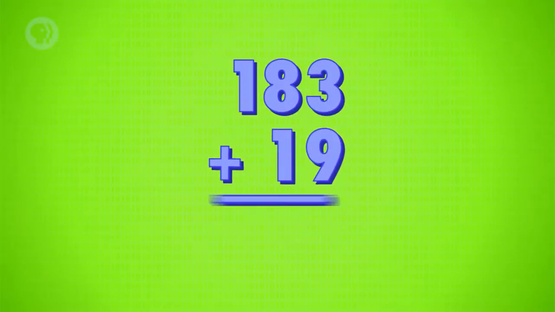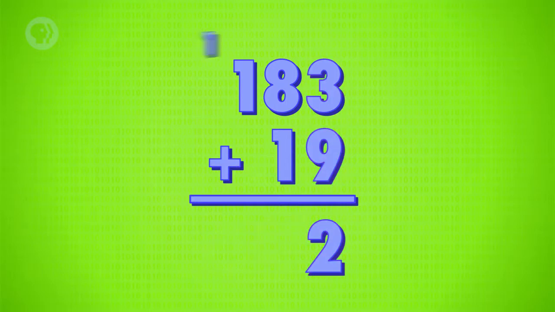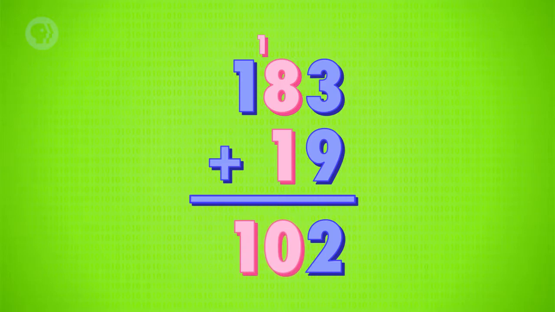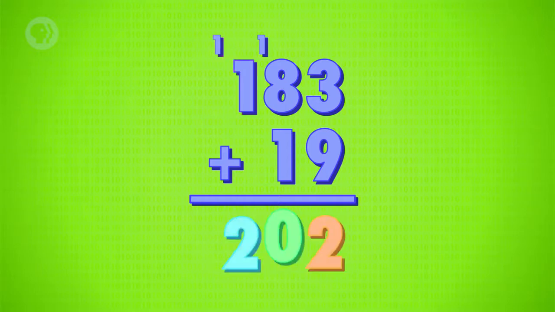Math with binary numbers isn't hard either. Take for example decimal addition of 183 plus 19. First we add 3 plus 9, that's 12, so we put 2 as the sum and carry 1 to the tens column. Now we add 8 plus 1 plus the one we carried, that's 10, so the sum is 0, carry 1. Finally we add 1 plus the one we carried, which equals 2, so the total sum is 202.